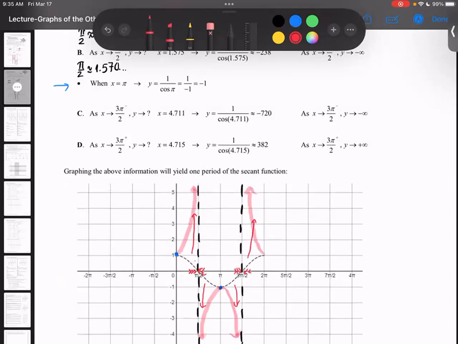Cosine of 2 pi is also 1. Right? 1 divided by 1 is 1.